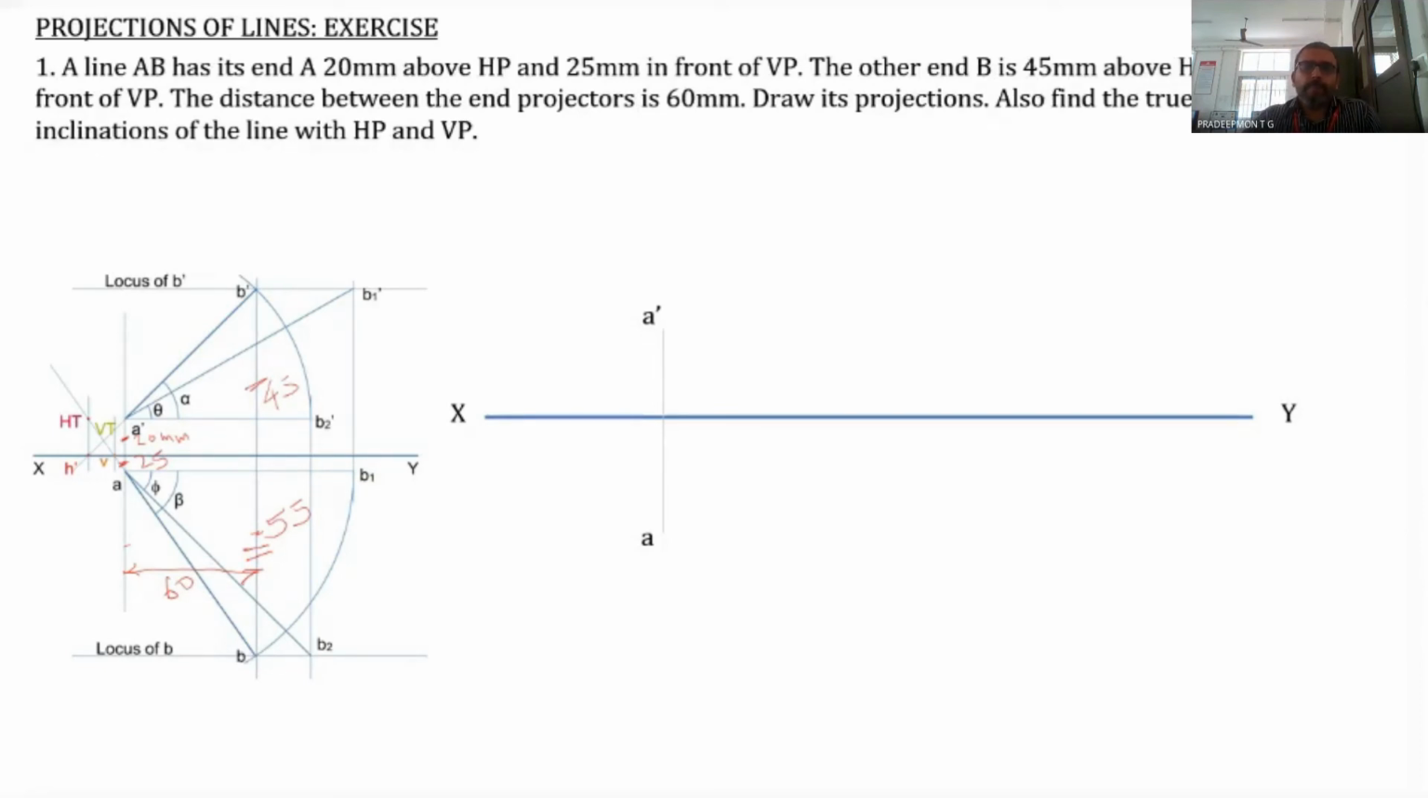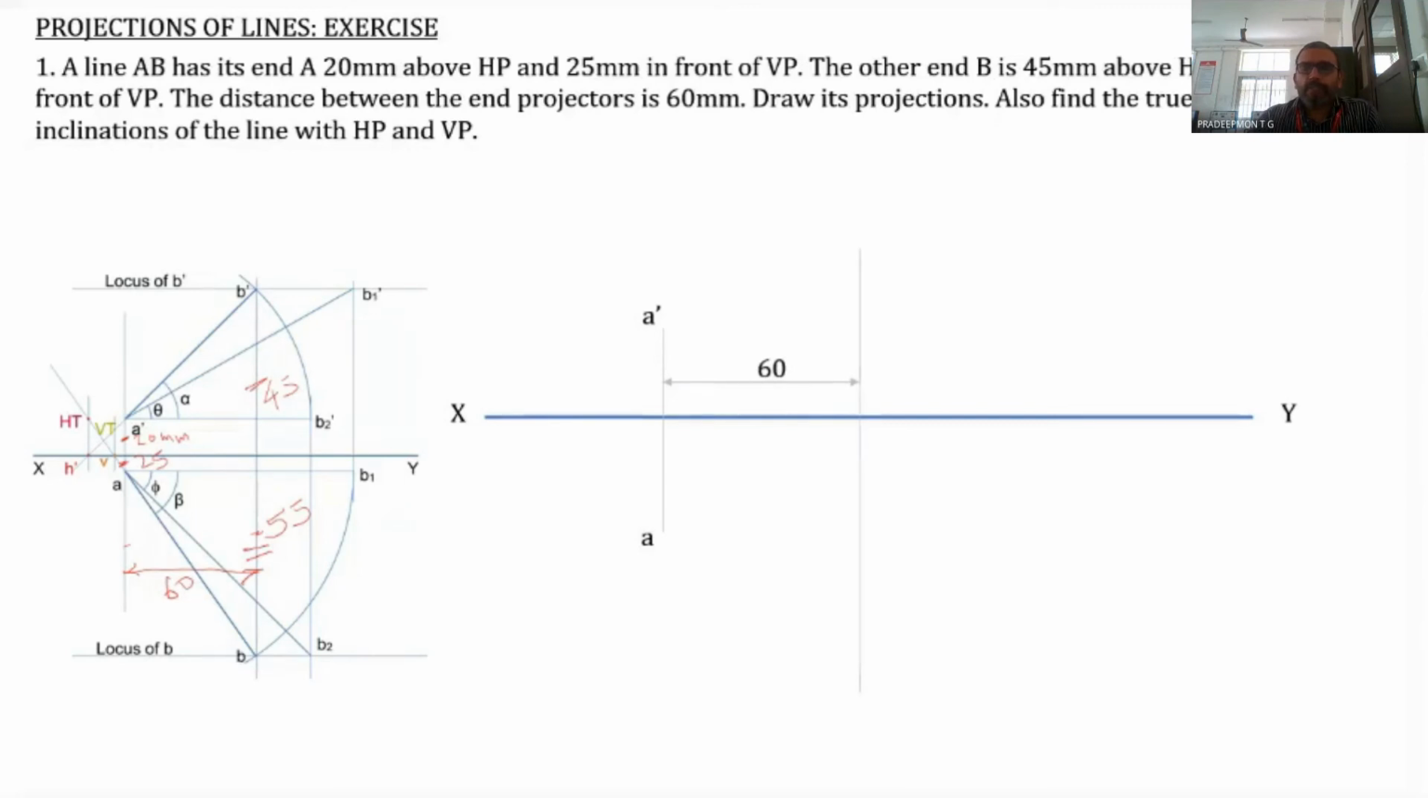Now from this vertical line, measure a distance of 60 millimeter along the XY line. This 60 millimeter is the distance between the end projectors. The end points are A and B, so the projectors to A and B are the end projectors. So from the projector to A and A dash, mark a distance of 60 millimeter along the XY line or parallel to the XY line, and then drop the second projector.